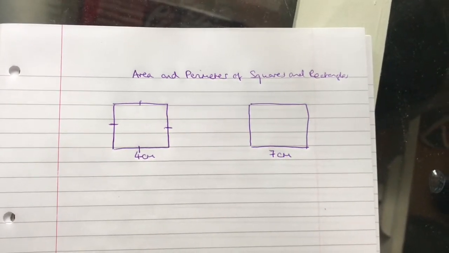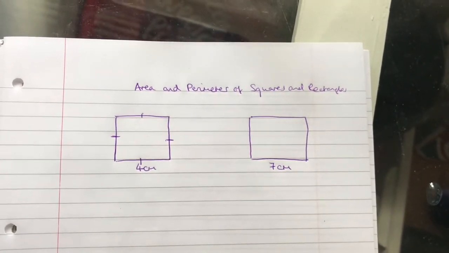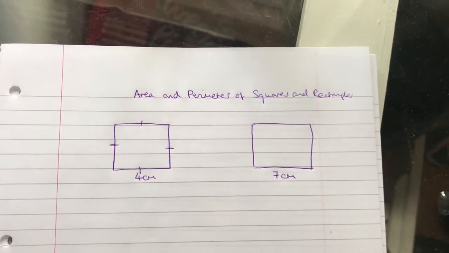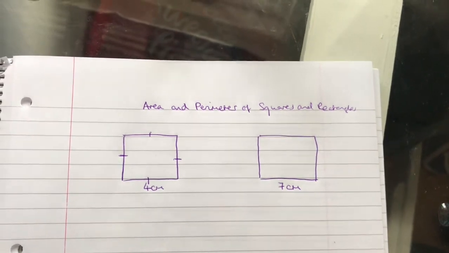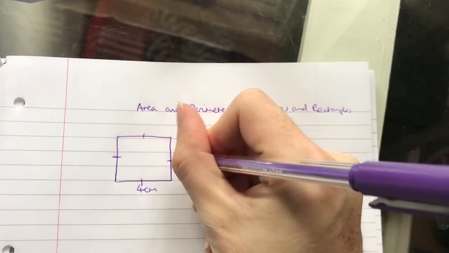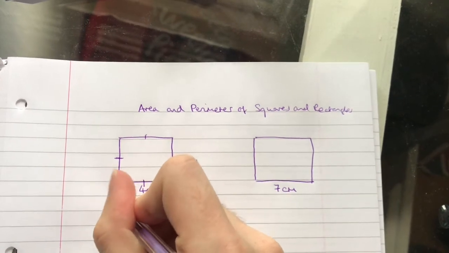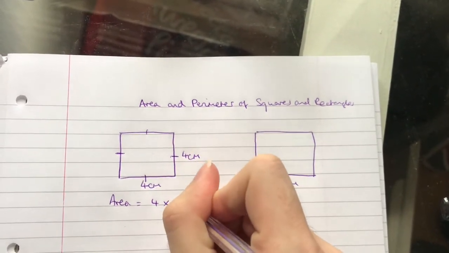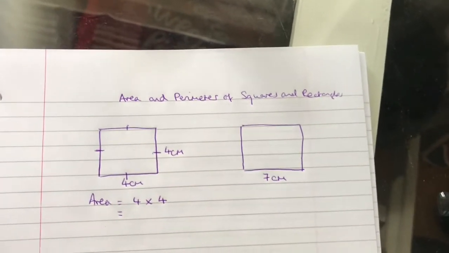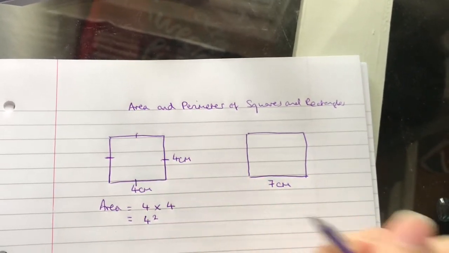Well, we know the area of squares or rectangles is base times height. Or at least we're going to look at that later. But we know the base and height are the same. So if the base is 4, then the height is also 4. So area is base times height, so area equals 4 times 4. We can also write this as, hopefully you can guess because it is a square, 4 squared, because 4 is multiplied by itself.